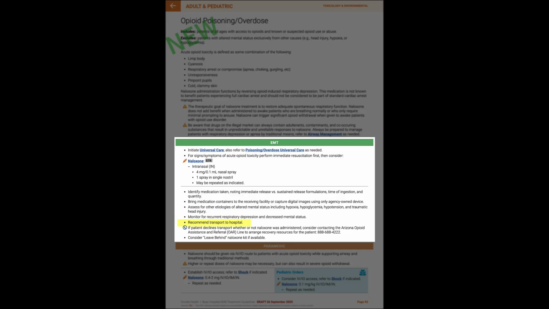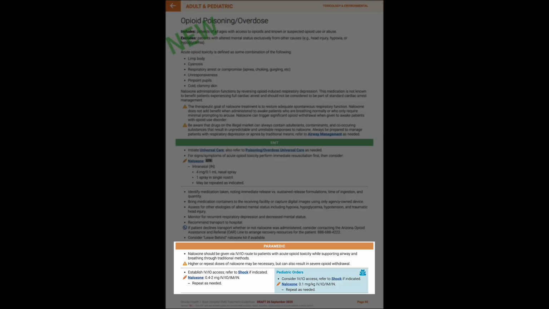If a patient ultimately declines transport, regardless of whether naloxone was administered, the guideline recommends calling the Arizona Opioid Assistance and Referral Hotline to help arrange recovery resources for the patient. If available from your agency, offer a leave-behind naloxone kit as part of public health outreach.